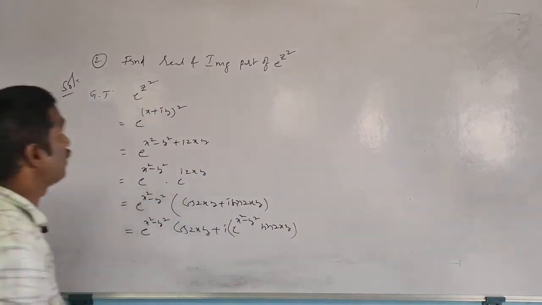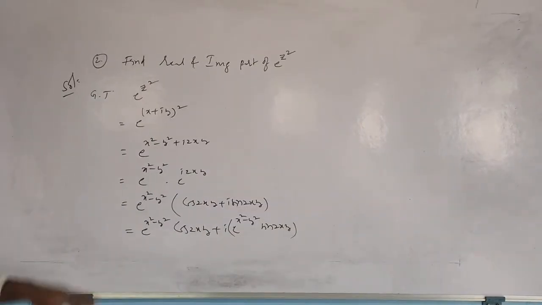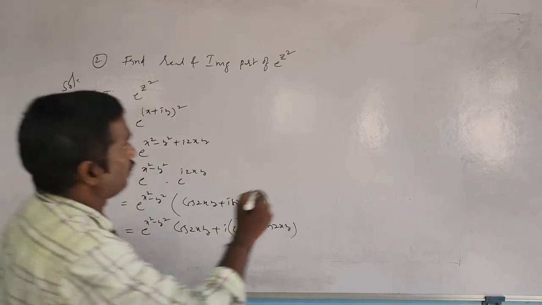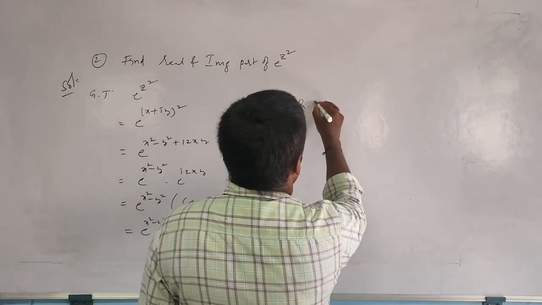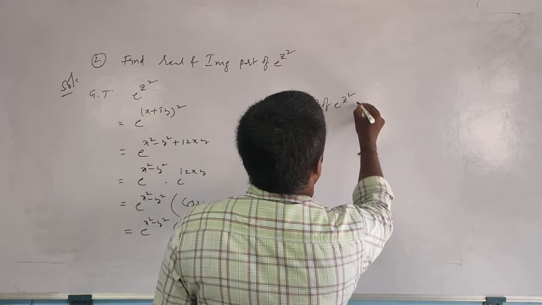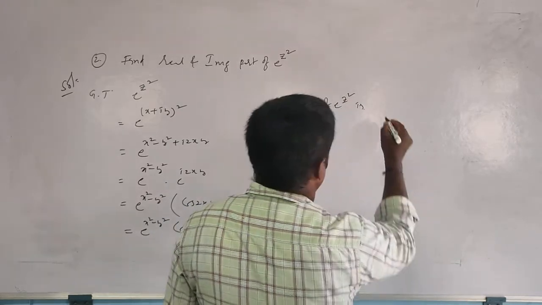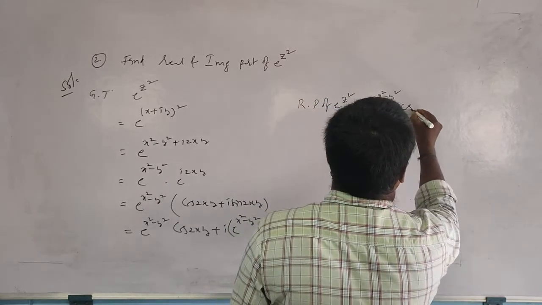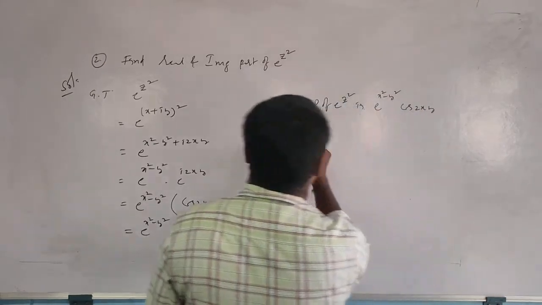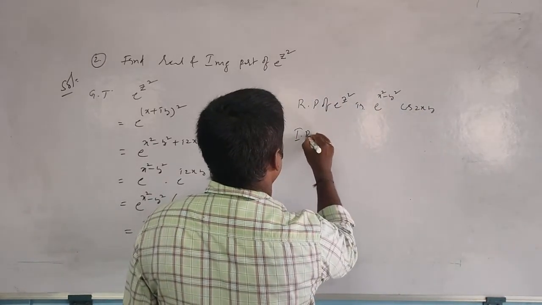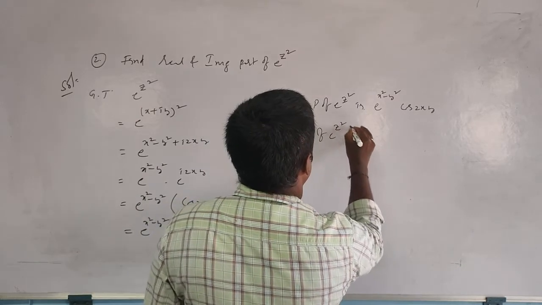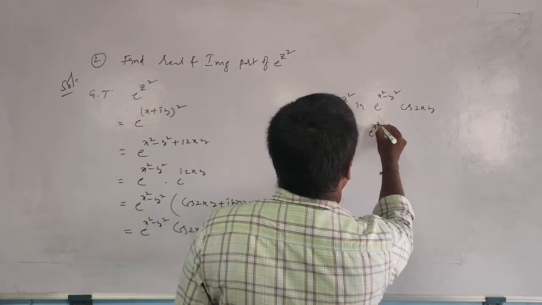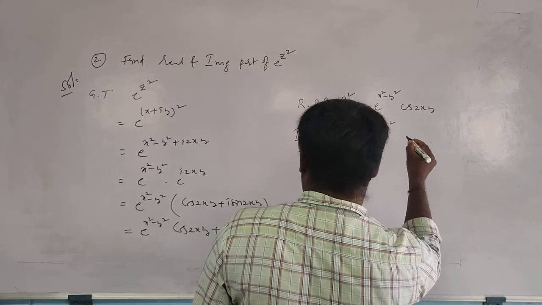Now separate the real and imaginary parts of e^(z square). The real part of e^(z square) is e^(x square minus y square) cos 2xy. The imaginary part of e^(z square) is e^(x square minus y square) into sin 2xy.